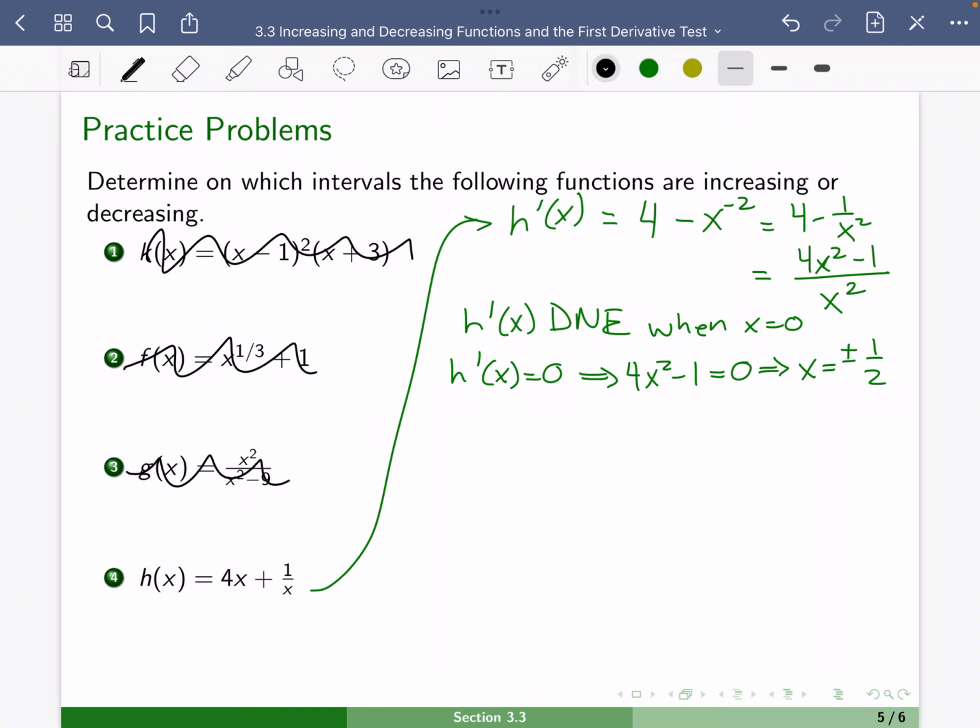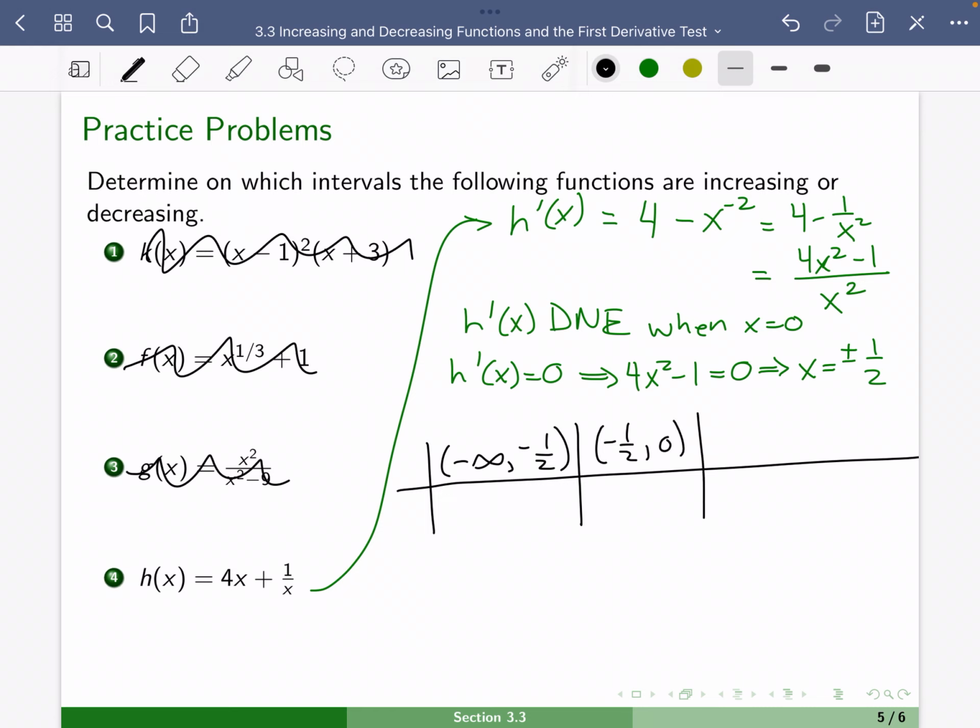So the sign chart that we are going to create is going to go from negative infinity up to negative 1/2, from negative 1/2 to 0, from 0 to positive 1/2, and then from 1/2 on up to infinity. And this is for h prime of x.